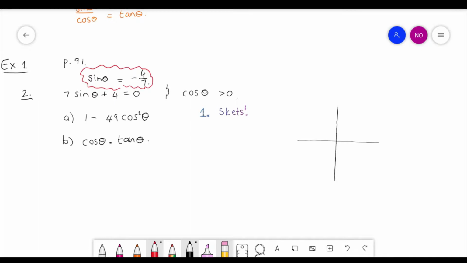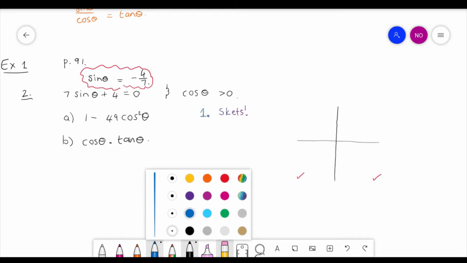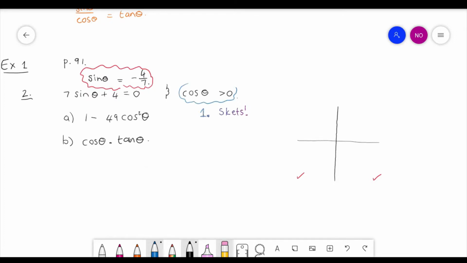Okay, so kom ons kyk gou-gou. Hulle sê vir jou sin van die hoek is negatief. Which of my two quadrants has a negative sign value? 3 and 4. Do you agree? 3 and 4 have negative sign values. Now let's look at the second part. They're looking for cos bigger than 0. In which of my two quadrants will cos be bigger than 0? In 1 and 4. Nee? Positive in 1 and 4.